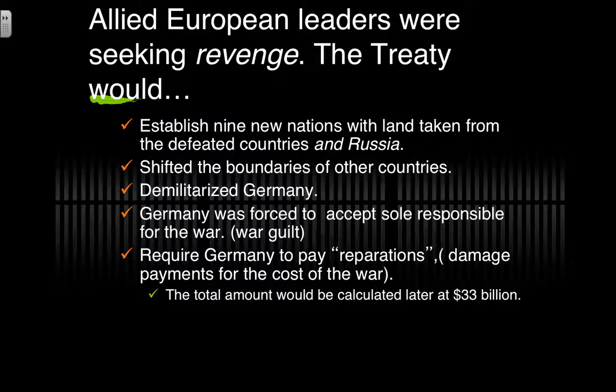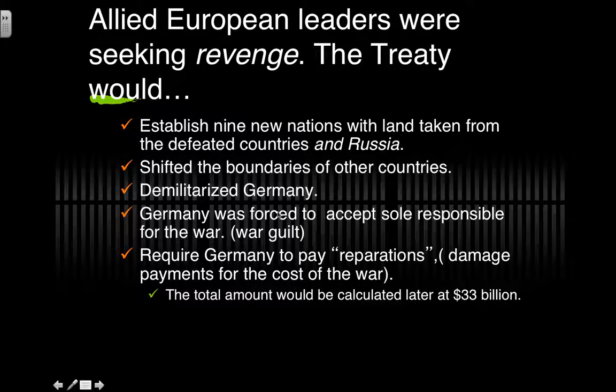So when the Treaty of Versailles was passed, it made a lot of different changes in Europe. Some of the changes were ones President Wilson was interested in and hoped to achieve, but the other ones were put in place as a punishment to the Central Powers, particularly Germany. Nine new nations were established with land taken from the defeated countries, but also from Russia, one of the main allied nations, I think as punishment for dropping out of the war and coming under communist control.